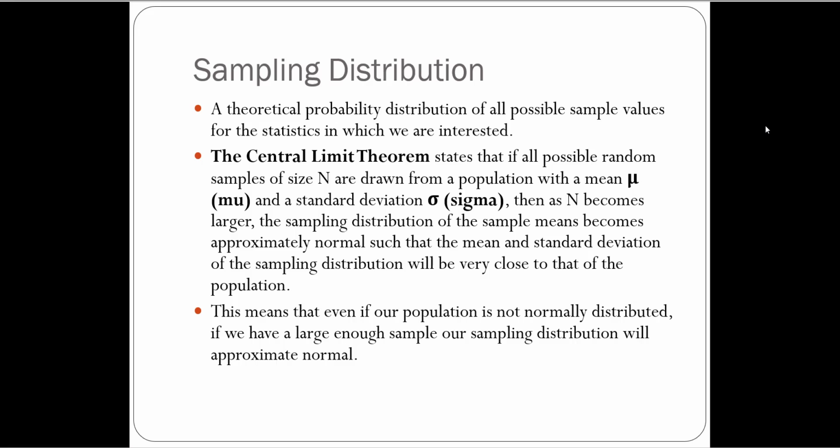And so what we can do is use this idea of the central limit theorem to say if we take a large enough sample, then we can ignore the population distribution and assume that if we take enough large enough samples, our sample distribution, or the distribution of our sample means, will begin to approximate that normal distribution.